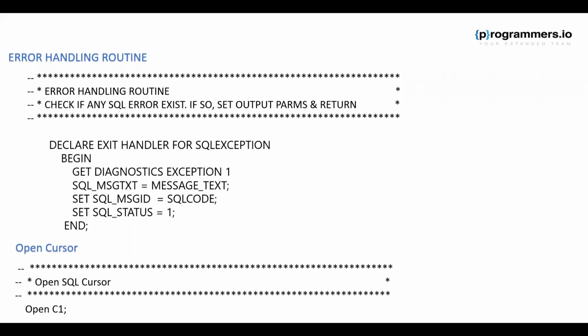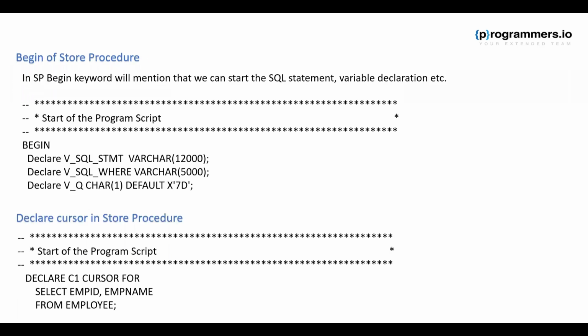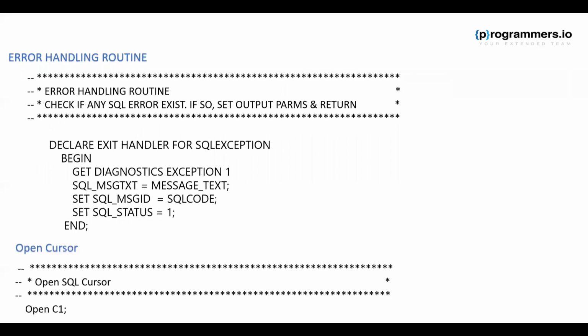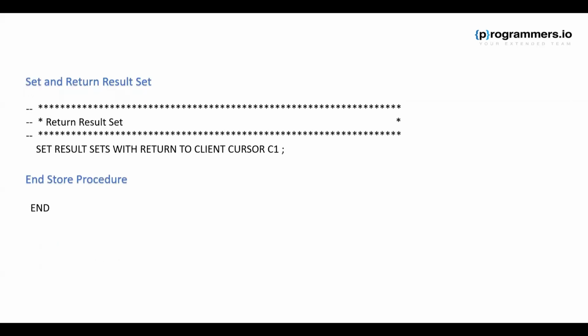And after the error handling, I am opening a cursor. Here, firstly, I have declared that cursor. You can see DECLARE C1 CURSOR FOR a query: select employee ID, employee name from the employee table. So I'm opening that cursor C1 and returning it as a result set.